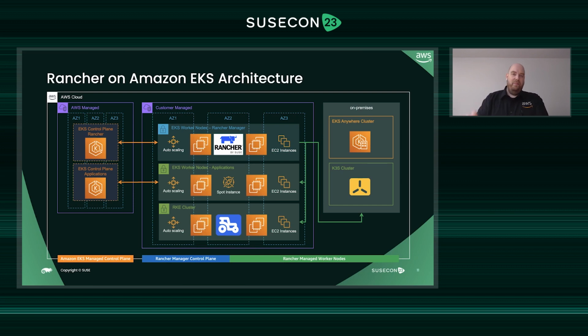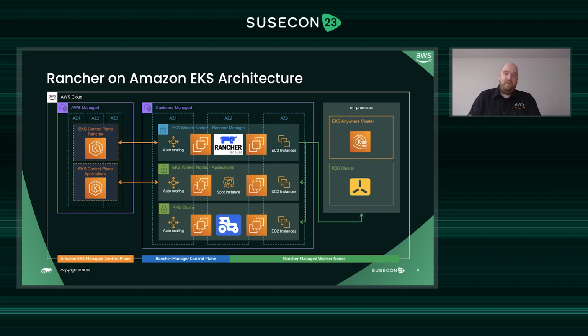And at the bottom, we have another option. It's an RKE cluster. So it's also fully managed and fully deployed by Rancher. But this time, Rancher deployed EC2 instances. And on top of these instances, RKE was installed. In that scenario, the control plane is also running in the middle part in the customer managed VPC, next to the worker nodes actually.